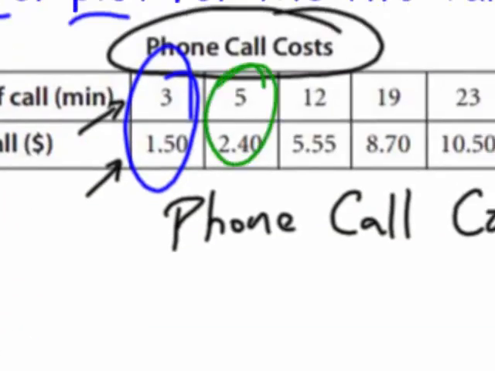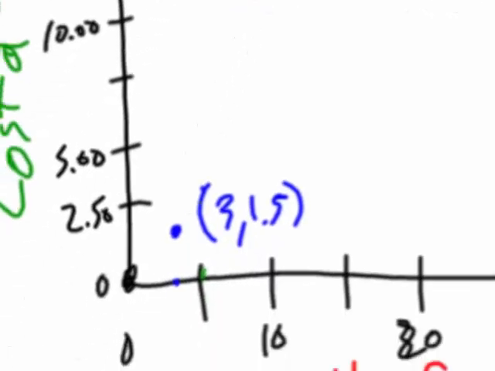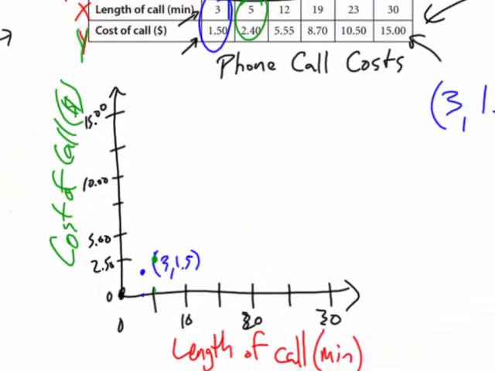Okay, let's go ahead and do the next one, 5, 2.40. So now we're right there. So put that in green, should be just below. It's kind of tough. As long as you're somewhere in the vicinity, that's good. Then we've got 12, 5.55. So we're looking somewhere right there. And then we've got 19, 8.70. So 19, 8.70 should be somewhere about there.